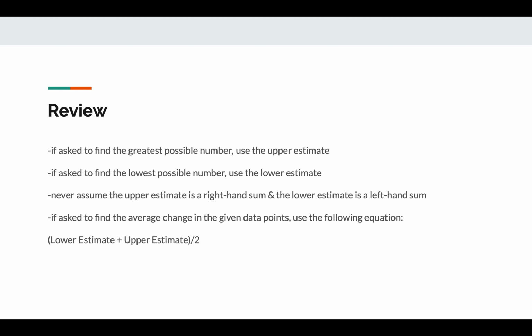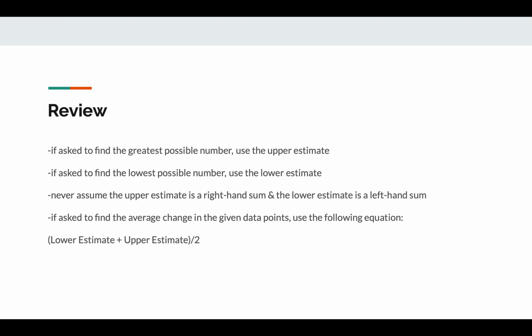If you're asked to find the greatest possible number, use an upper estimate. However, remember, when you're using a graph, sometimes if it's negative data, the upper estimate will be to the left of your line. If you're asked to find the lowest possible number, use the lower estimate. Once again, if you're looking at a graph and the data is negative on slope, the lower estimate's actually going to be to the right of that line. This is summed up in this bullet point, which is never assume the upper estimate's a right-hand sum and the lower estimate is a left-hand sum. Always try to visualize what they're asking of you and figure out just what the data means.